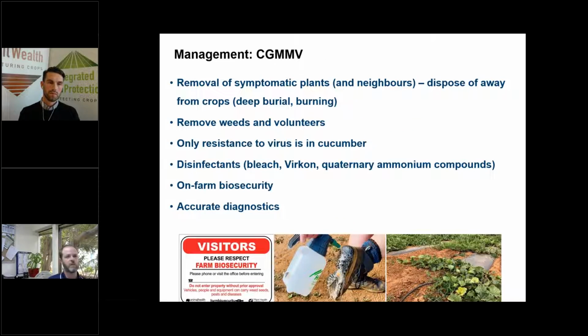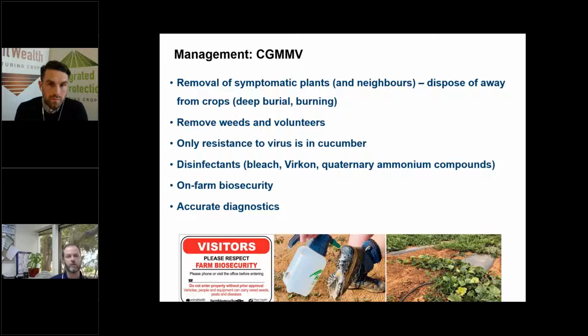So the management for this one, some of them are very simple. Again, we say removal of symptomatic plants, particularly neighbours, even if you're not sure if they've been touching, the roots may have underground that can spread that way. So get rid of the neighbouring plants, weeds, volunteers as well, and dispose of these away from crops. And depending on what options you've got, deep burial, burning, things where that virus infected material is not going to come back in contact with that crop or subsequent crops.